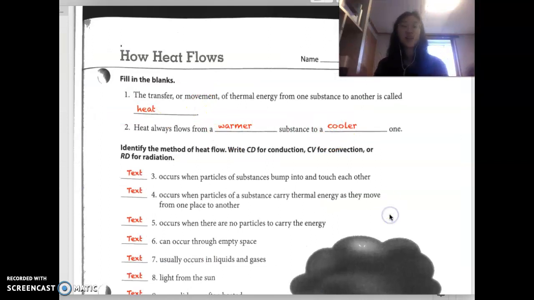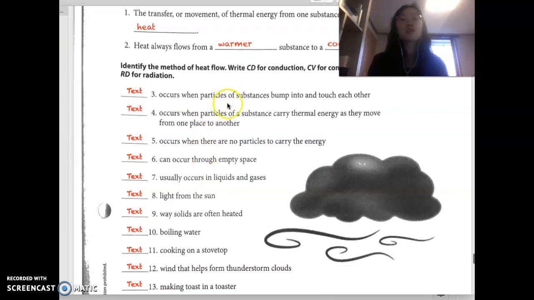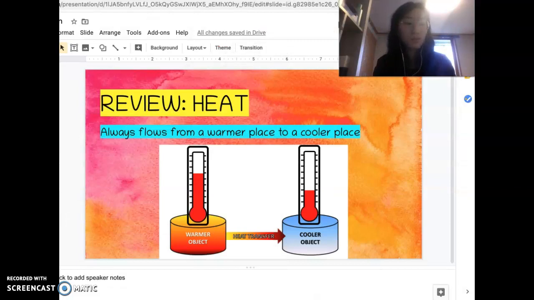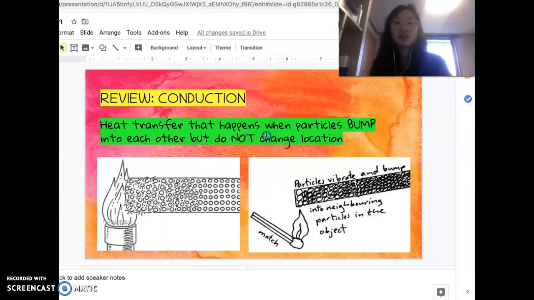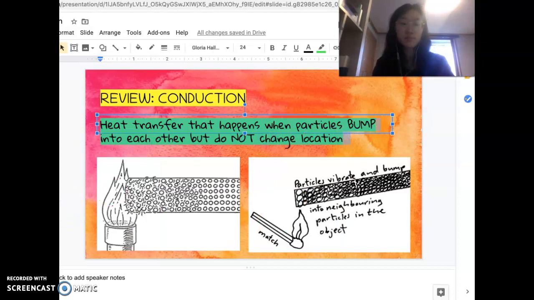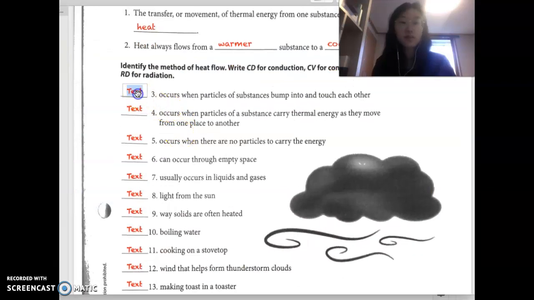All right, next, identify the method of heat flow. Write CD for conduction, CV for convection, or RD for radiation. Number 3, occurs when particles of substances bump into and touch each other. So we know right away it's not radiation, because radiation, there's no touch involved. So this happens when particles of substances bump into each other. Well, that, ladies and gentlemen, would be conduction, right? So we're going to write CD.